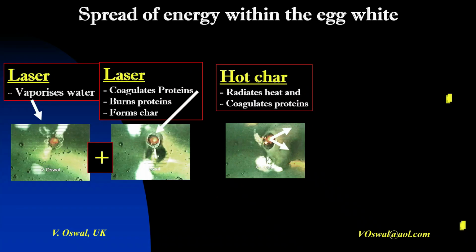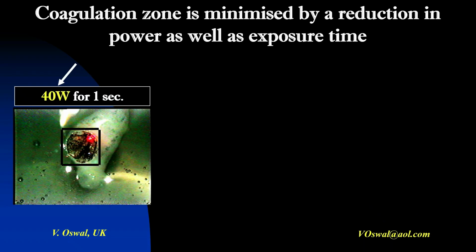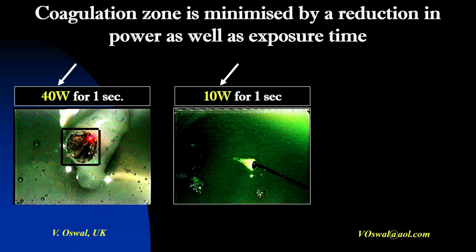To explore the effects of varying power settings and exposure times, I conducted a series of egg white experiments. In the first frame, 40 watts delivered over a full second resulted in a large coagulum as expected. Next, I reduced the power to 10 watts while keeping the exposure time at 1 second. The second frame reveals a smaller coagulum, but deeper tissue damage remains evident.